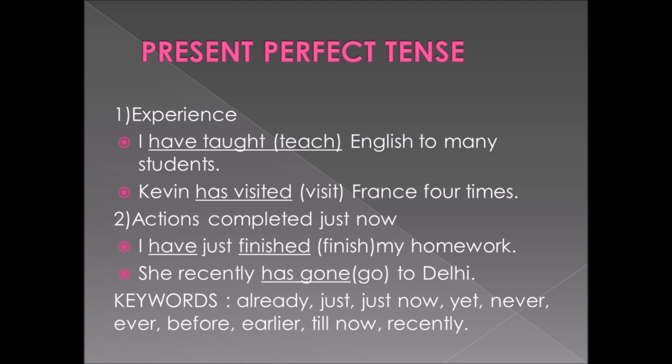The second sentence is Kevin has visited France 4 times. The subject you use for Kevin is he. So when you use he, you have to use has plus V3 form. The base form of the verb is visit. When you convert visit into the V3 form, it is visited. So Kevin has visited France 4 times.